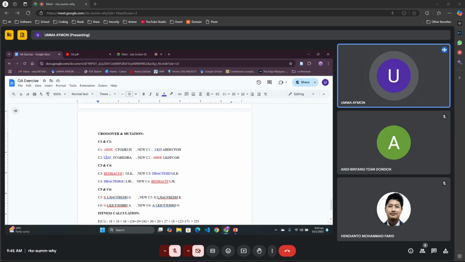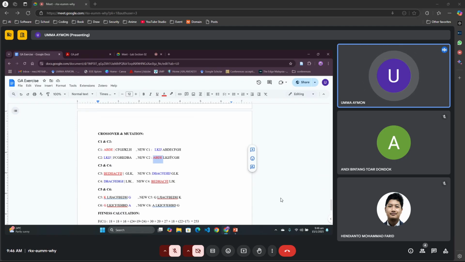So we first write the head part of C2, then we write A, B, D, E, then C, F, G. Then there is I, J, K, L, but I, J, K, L are already written, so we skip this part and write H only. And similarly for C2, we write the head part of C1, and we write all the letters from C2 by skipping these four letters.